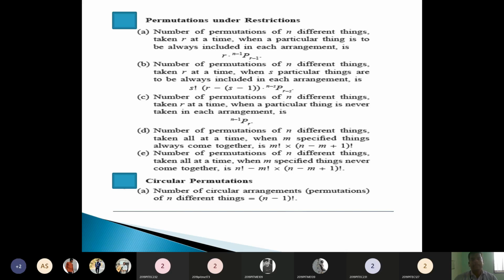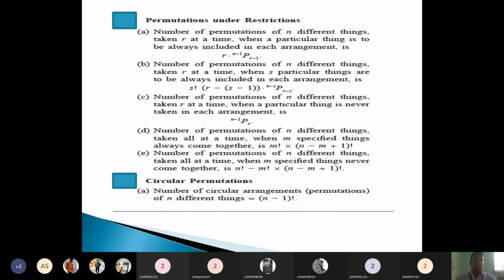So 1 into n minus 1 p r minus 1. In a particular case, 10 objects or 10 persons are there. Of the 10 objects, one particular object should always be there in the permutation. Remaining, we are going to pick 4. Out of 10, picking 4 objects, in the 4 objects, one object is compulsorily there. So that means you have to take that particular object and omit it.